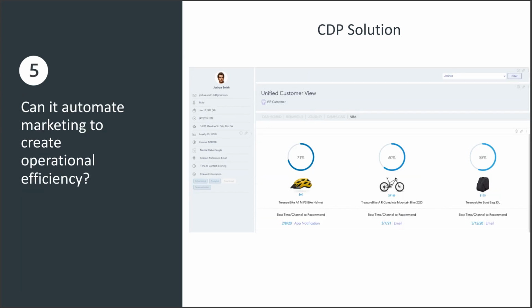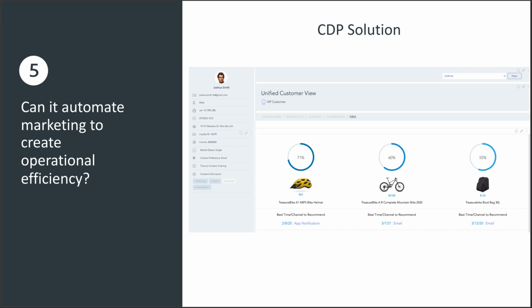Ultimately, what we're trying to do here is build that data foundation that can then allow us to optimize your business. So, for example, there's a number of different algorithms built into the Treasure Data platform itself, which allow you to utilize the data that you've already ingested from your business and run across them to provide, in this case, a next best action.